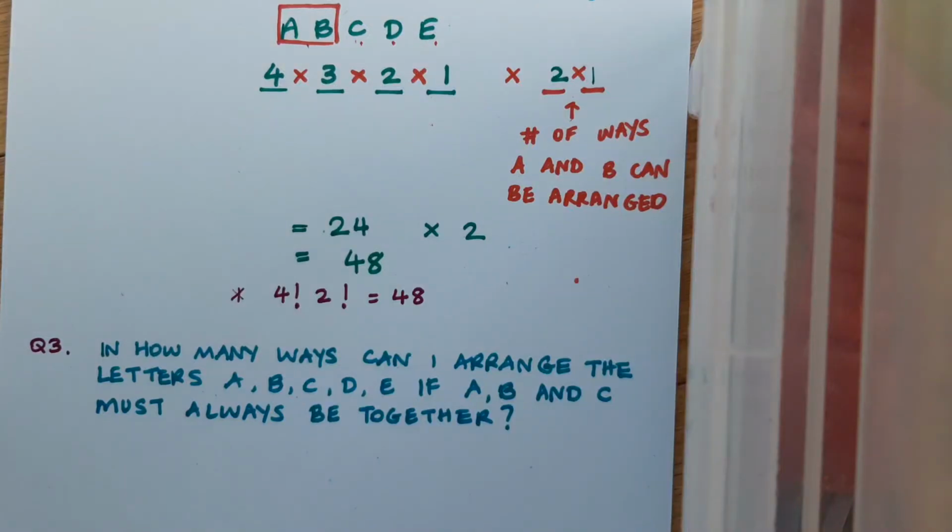So here's a question for you now. In how many ways can I arrange the letters A, B, C, D, and E if A, B, and C must always be together? Pause the video here, try the question, and then play and see if you're correct.